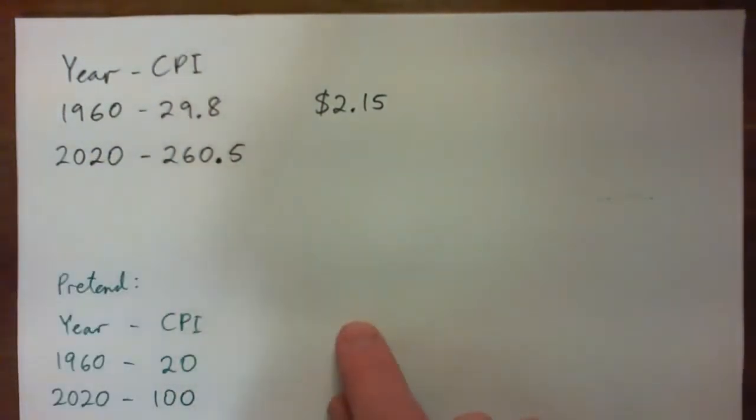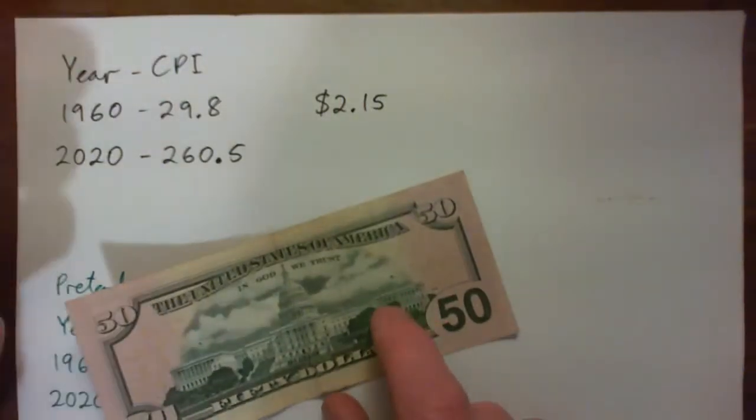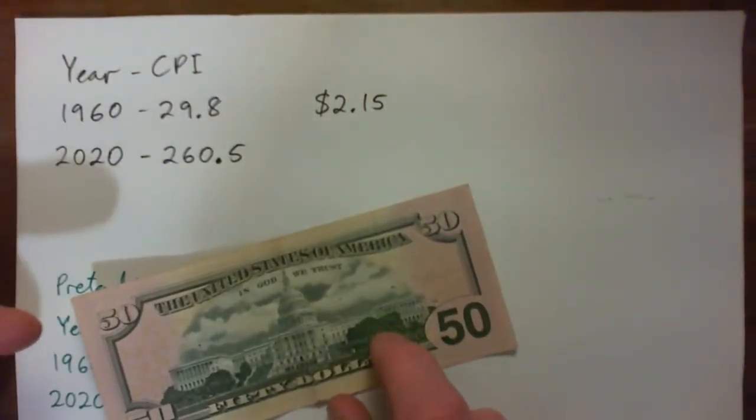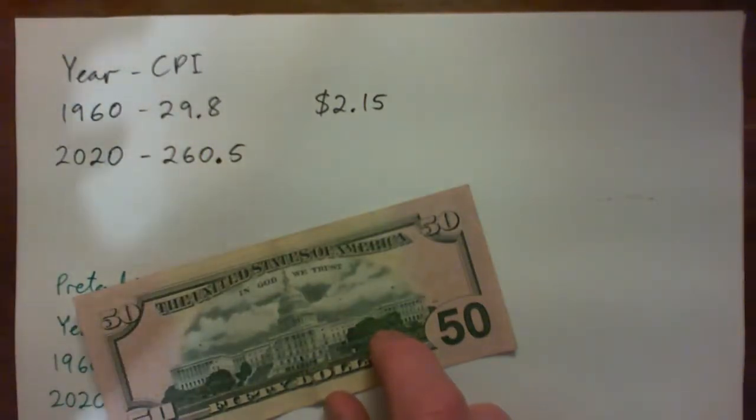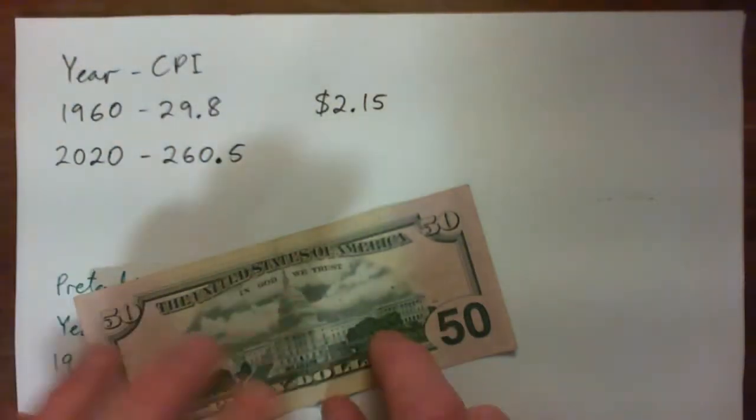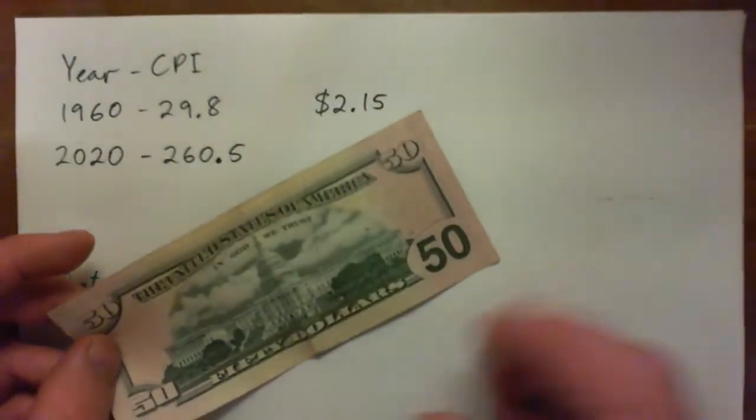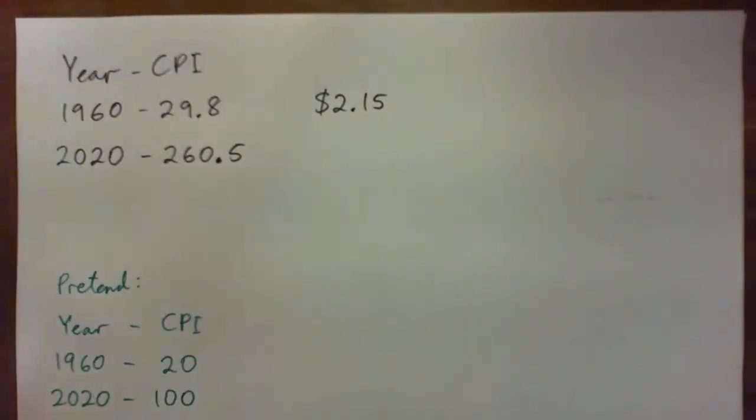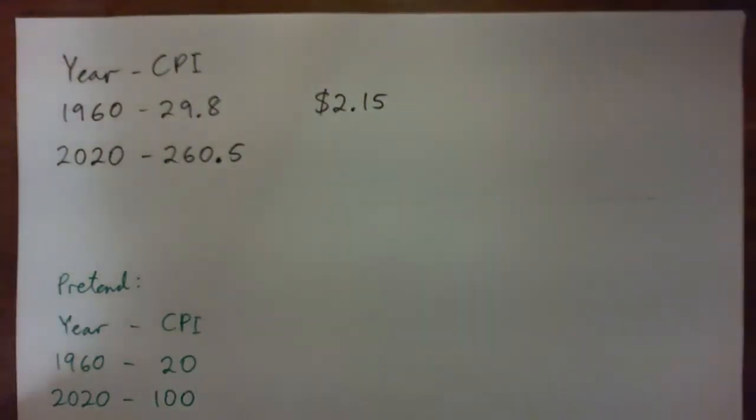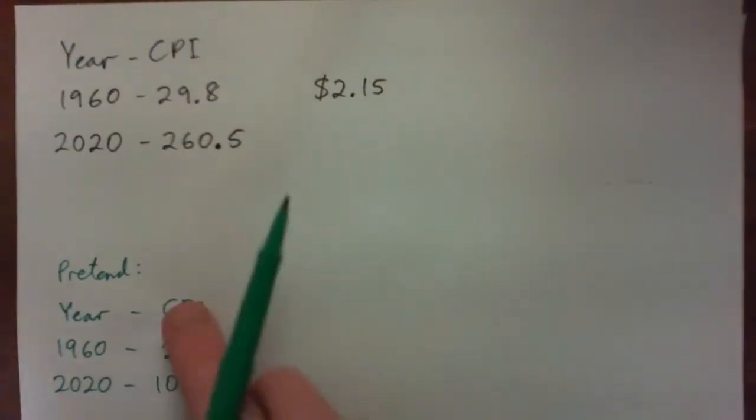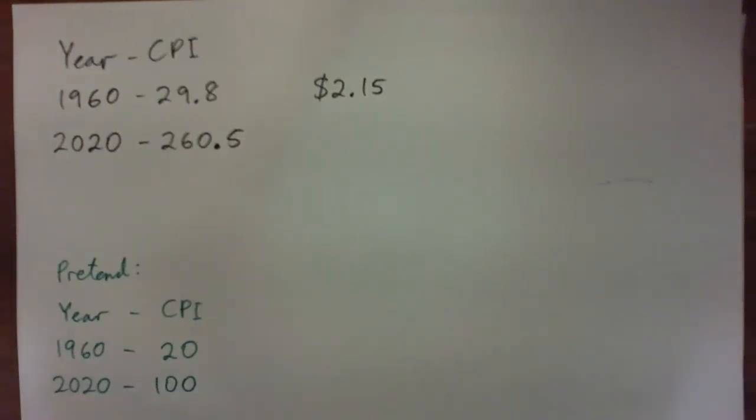So inflation is actually fine as long as your wage is keeping up with it or even outpacing it. As long as you're getting more money per year, that's more than the inflation, more than the cost of living, then life is good. But anyway, to calculate this, it can be a little confusing. So I made up a pretend situation for you with easier numbers. Let's imagine that the 1960 consumer price index was 20 and the 2020 consumer price index was 100, okay?